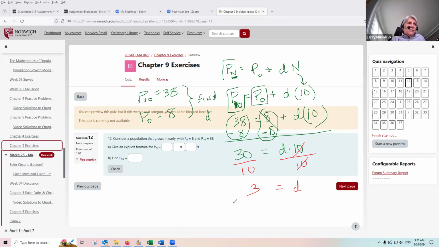Yep, okay. And that's why they gave you P sub 10 and P sub 8, because once you know those two numbers, you can plug into this equation and solve for D. Now I think we can write the explicit formula. Here's the explicit formula: P sub n equals P sub 0 plus D times n.